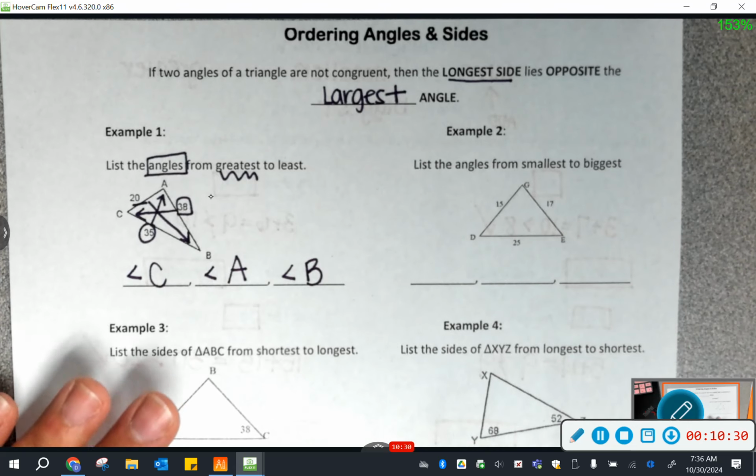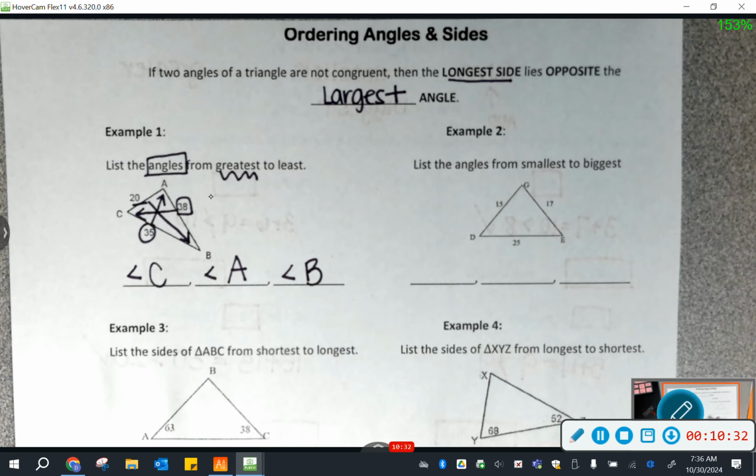I want you to do example 2 now. Go. Stay with me. I know this isn't the most exciting, but you got this. Stay with me. Write this down, please. DJ, write it down. Marco, write it down.